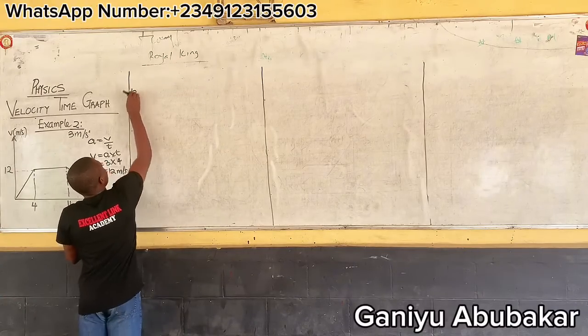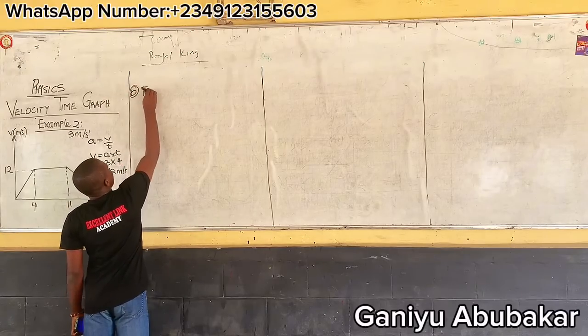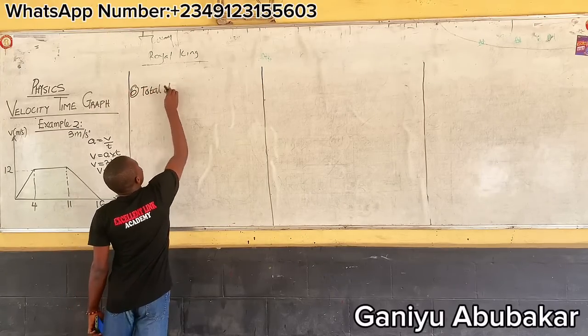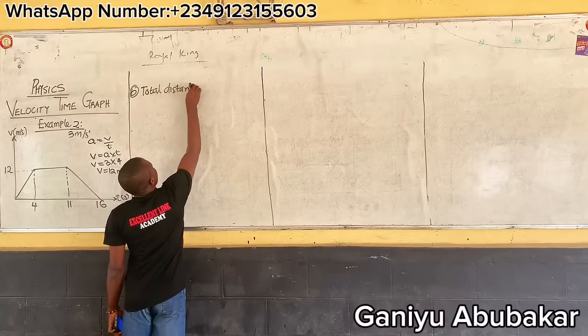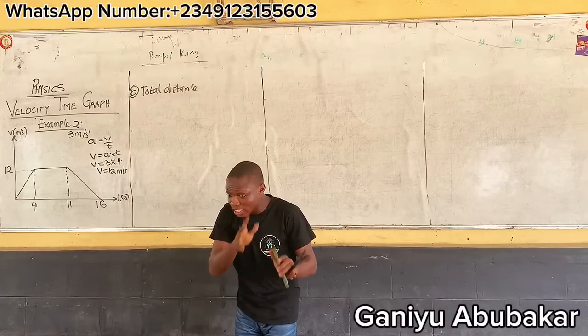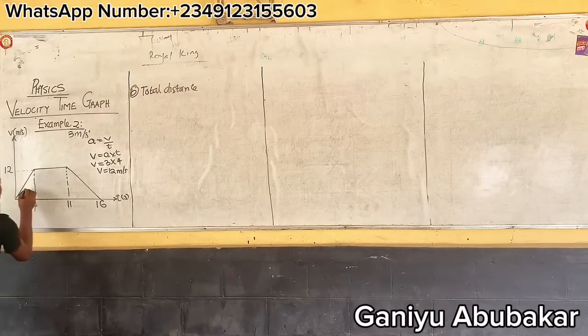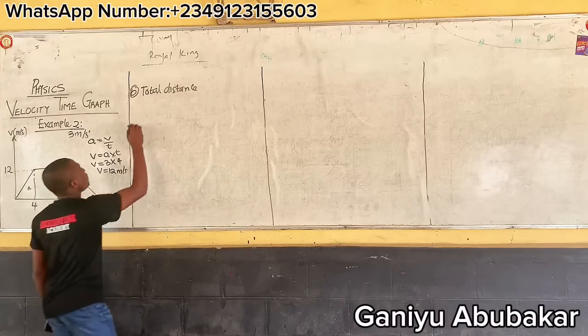B says total distance. For total distance, what will I do? When it comes to distance, we look for the area of each section. How many sections do I have here? Three. Call this one section A, here B, and here C. Let's find the distance.